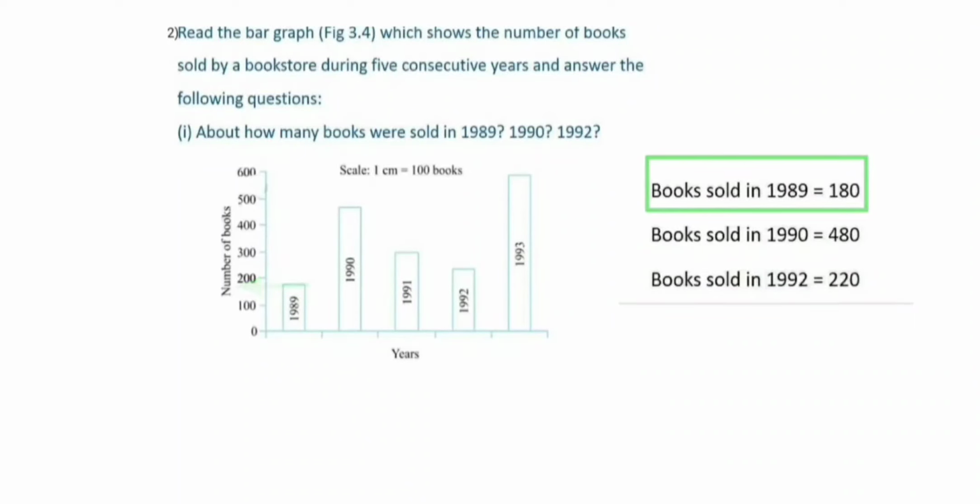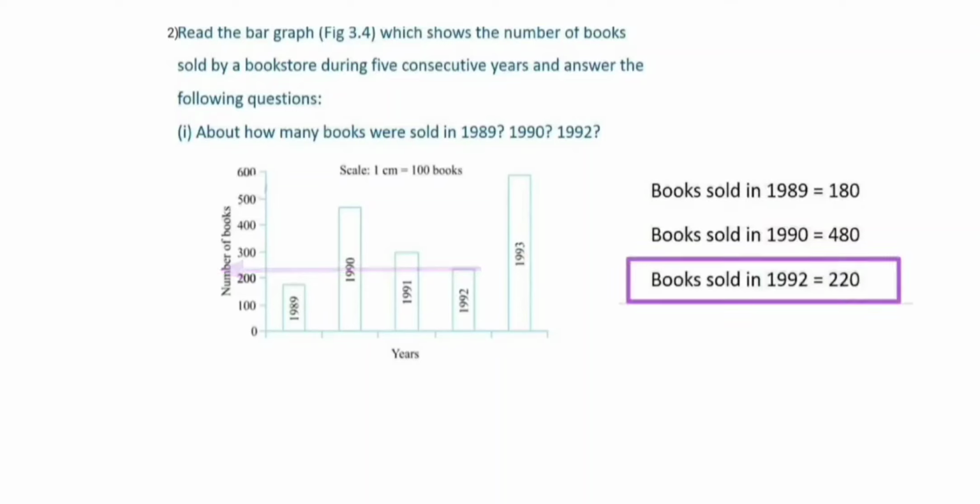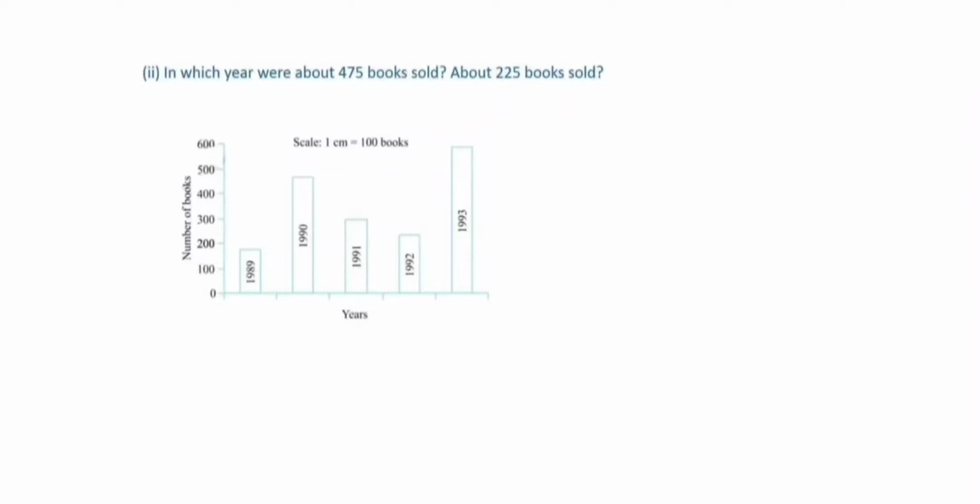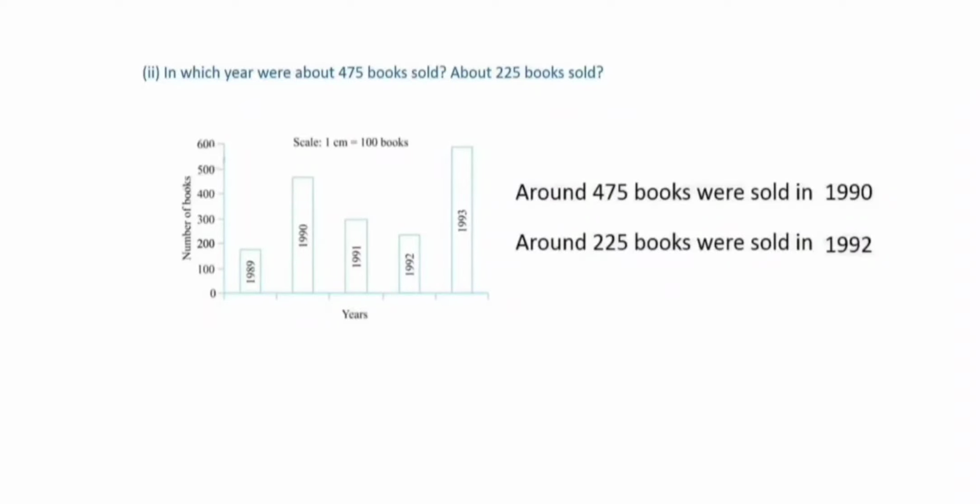So books sold in 1989 is 180. Similarly, books sold in 1990 is 480 and books sold in 1992 is 220. Second number, in which year were about 475 books sold and about 225 books sold? So around 475 books were sold in 1990 and around 225 books were sold in 1992.